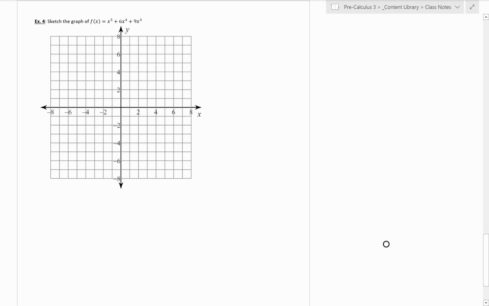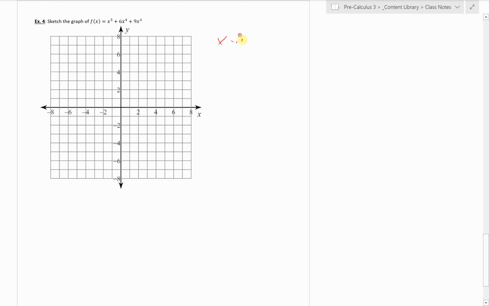Good morning. Wanted to do one more example of solving or graphing a polynomial function for you guys. I mentioned on Monday that I would put this video up. Sorry, it took me a couple days. It slipped my mind a little bit there. So here's just one more example of working through sketching a polynomial function, to help you get ready for tomorrow's quiz.